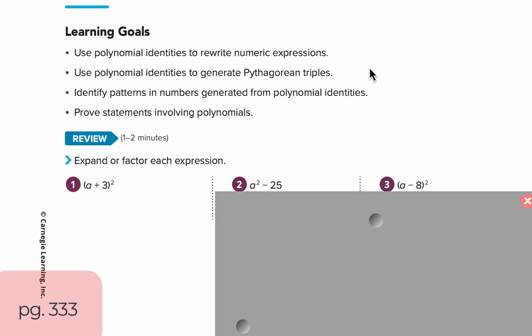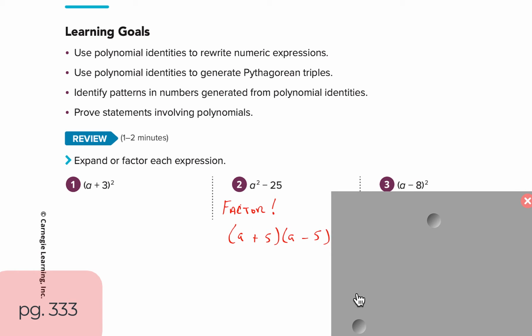All right, so hopefully you were able to work through both of those, or both review. Look at number 2. That is a difference of perfect squares. A squared is a perfect square, and hopefully by now you recognize that. What multiplies to a squared? A and a. What multiplies to 25? 5 and 5. And that is called factoring. All right, we're all done there. It said expand or factor, so that one's factoring.